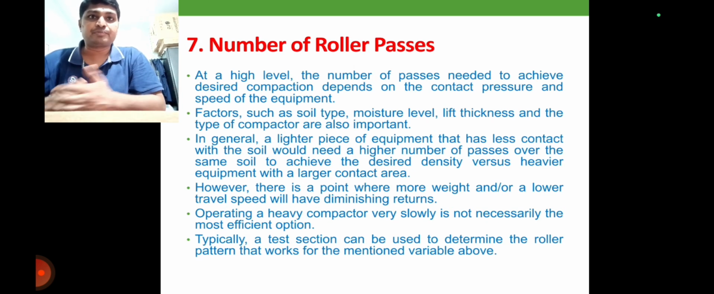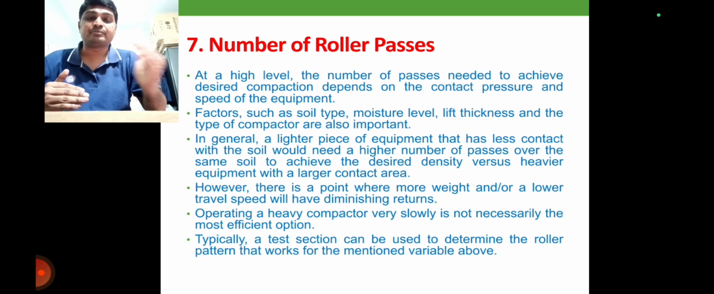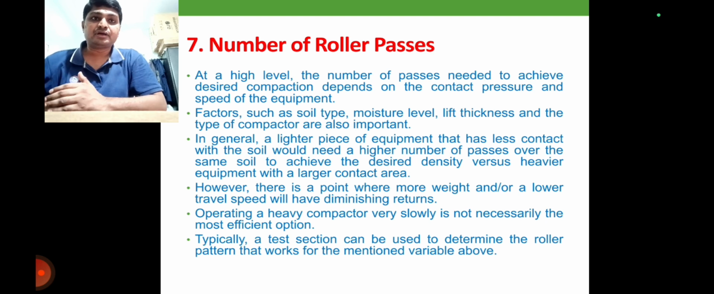The number of rolling processes. There is a factor called the number of roller passes. A soil which needs a higher number of roller passes will get more compaction. At a high level, the number of passes needed to achieve the desired compaction depends upon the contact pressure and the speed of the equipment. These two are the main things in achieving good compaction of the soil.